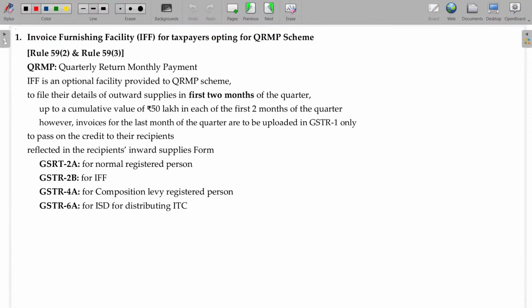And invoice furnishing facility. What is called invoice furnishing facility? Already told you. Where if you are opting for the quarterly return monthly payment scheme, IFF is an optional facility provided to QRMP taxpayers to file their details of outward supply in the first 2 months of the quarter, up to a cumulative value of 50 lakhs in each of the first 2 months of the quarter. Cumulative value: overall, the transaction value should be less than or equal to 50 lakhs. If it is not so, you are not eligible for the QRMP scheme. You have to go for the regular payment.